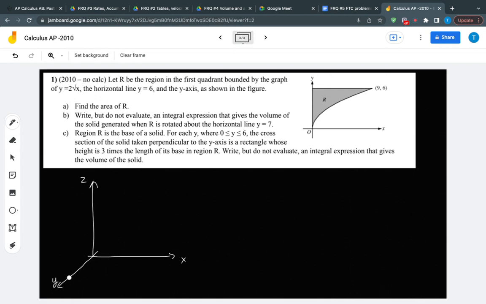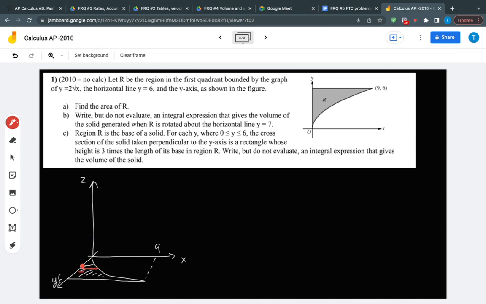y equal to 6 is right here, and the curve is like this. This one, x is equal to 9, and this is the region R. What they said is the cross section is perpendicular to the y-axis, so you draw it like this, perpendicular to the y-axis.